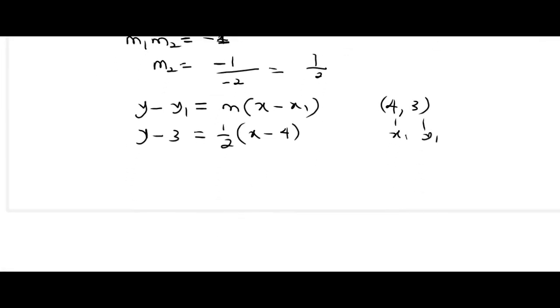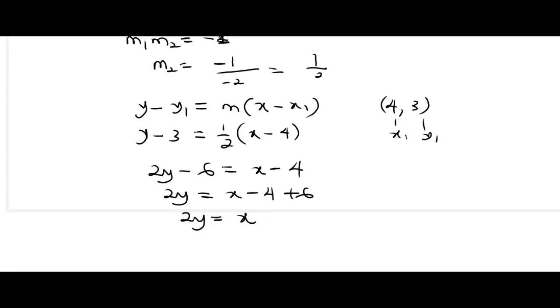Alright. So if I cross multiply, this will be 2y - 6 = x - 4. So this is 2y = x - 4 + 6. 2y = x - 4 + 6, that is x + 2. So I can say 2y - x = 2. And this is the required equation.